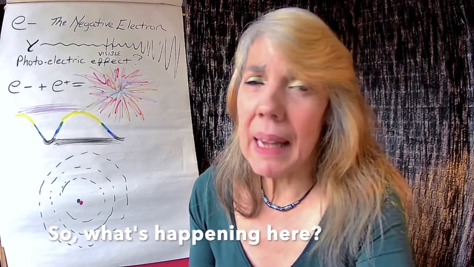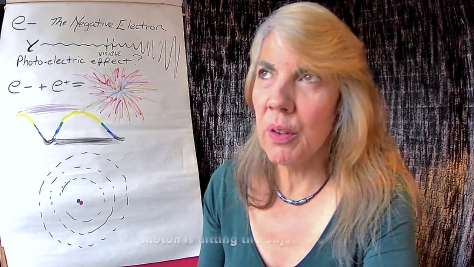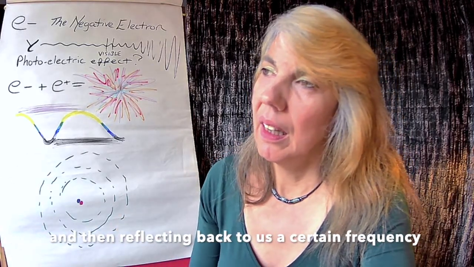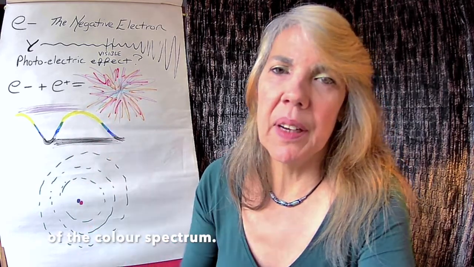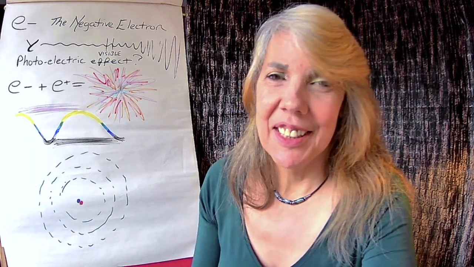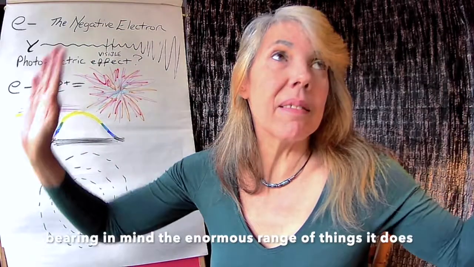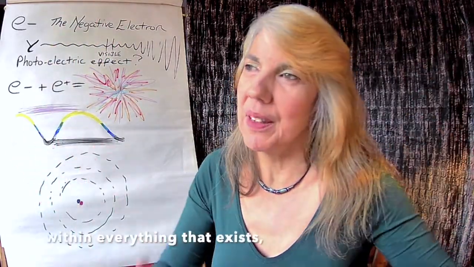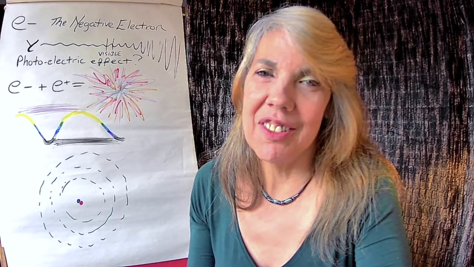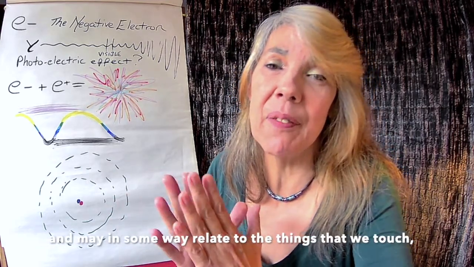So what is happening here? Well, it appears that the mechanism for what's happening is that the photon is hitting the object that we're looking at, and then it's reflecting back to us a certain slice of the colour spectrum. It's doing that by bouncing off electrons. So if you think about it, all that the photon is doing in its complete traversal around everything that we do and everything that we essentially are, the photon is constantly bouncing off electrons in order to produce the effects that we see and in some way relate maybe to the effects that we touch.